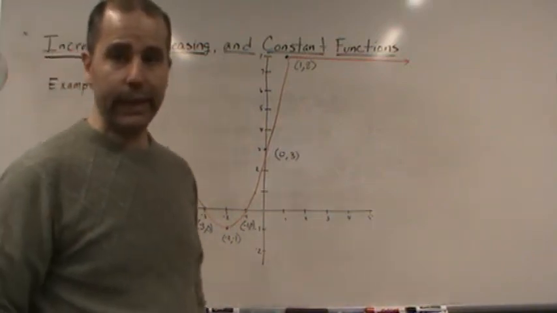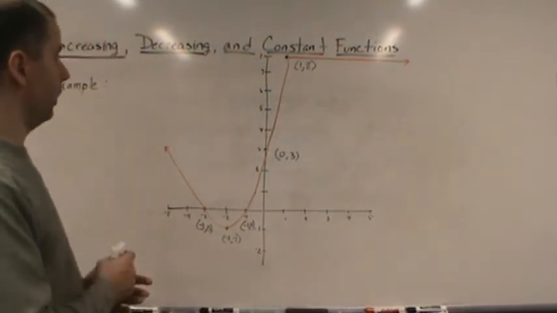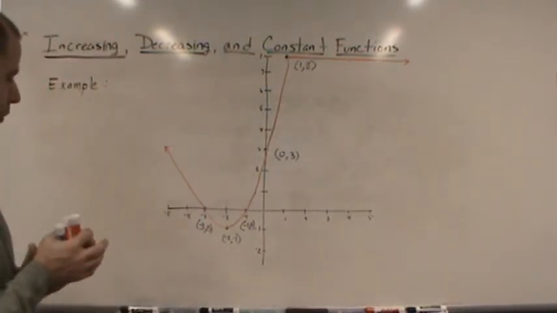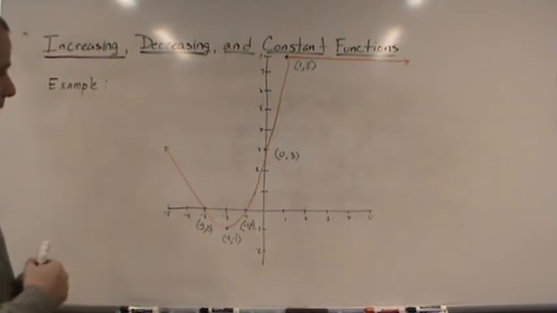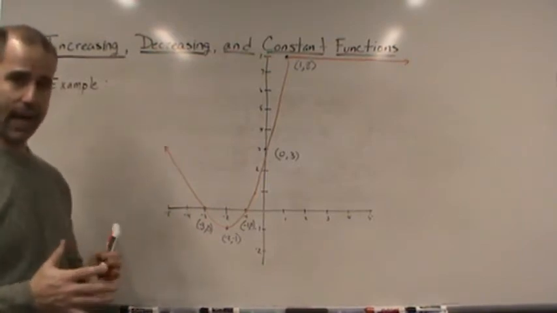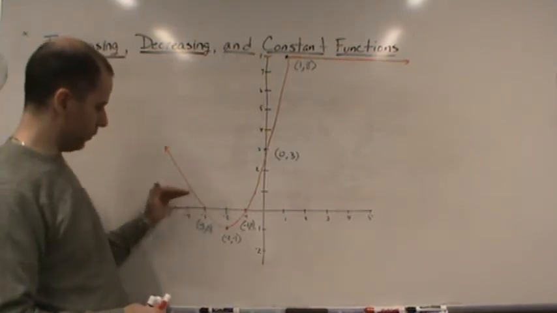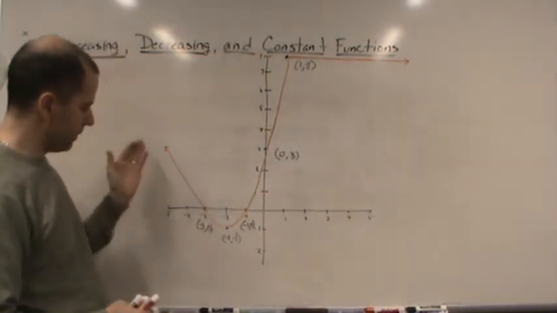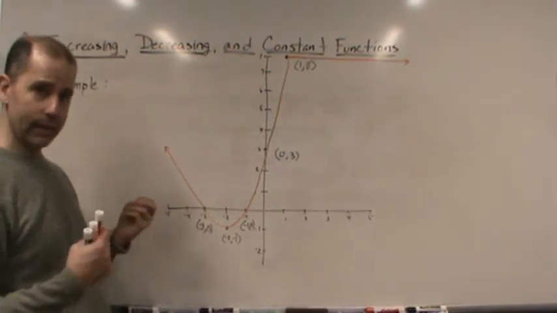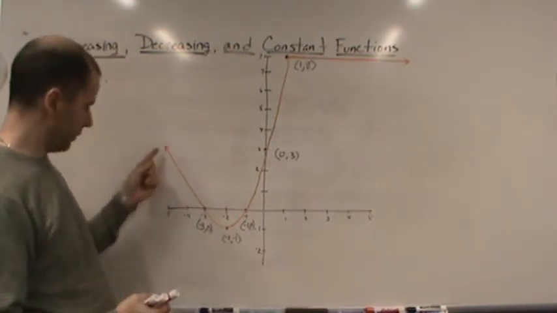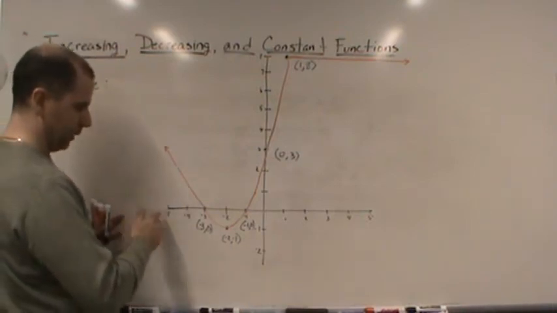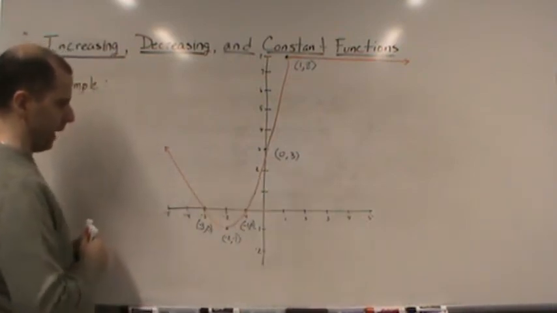Okay, so here, what we're going to do in this example is decide on what intervals the graph of the function here is increasing, decreasing, or constant. So we have this graph, and we want to ask ourselves what's happening as x gets larger. Picture ourselves walking across from left to right. What's the graph doing? What is y doing? What's the function doing? So if we walk as x gets bigger, what's happening to the graph?